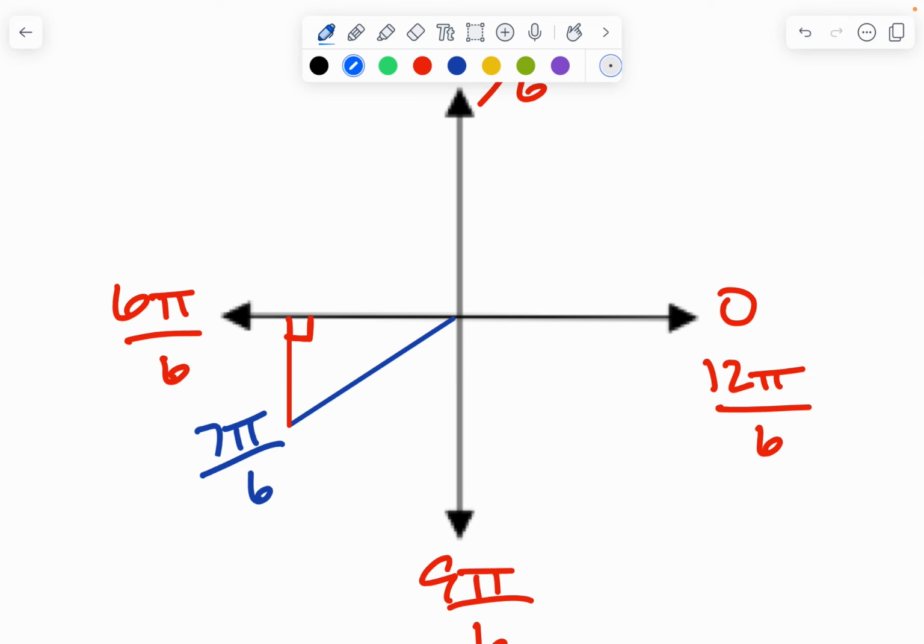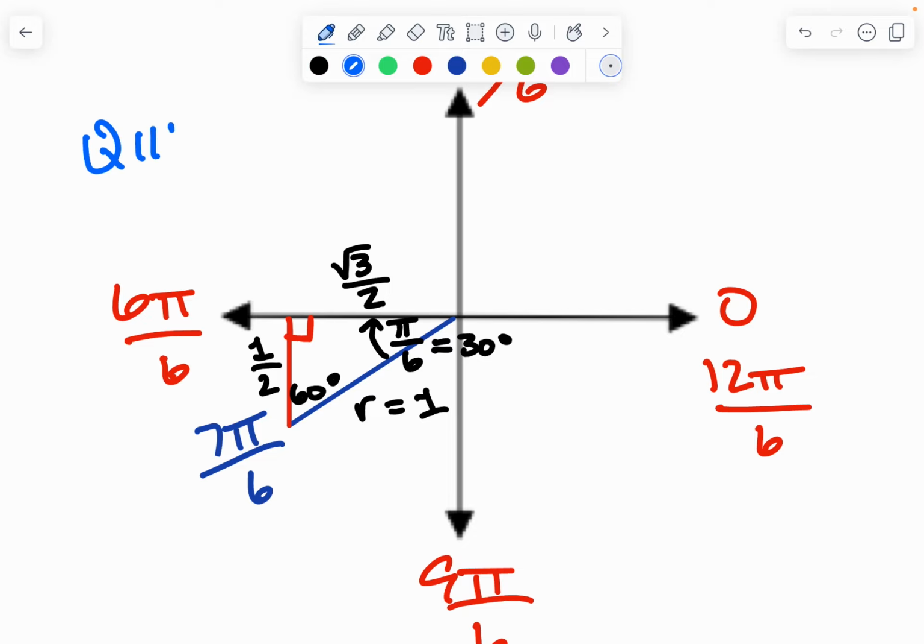Now, the distance, in this case, is actually your reference angle, and this angle is pi over 6, also known as 30 degrees, which makes this a 30, 60, 90. When I'm dealing with a 30, 60, 90, I know r is always 1. My mid-length side is square root of 3 over 2, and my short side is half. But also think about which quadrant you're in. You're in quadrant 3, where x is negative and y is negative, so both of these have to be negative.